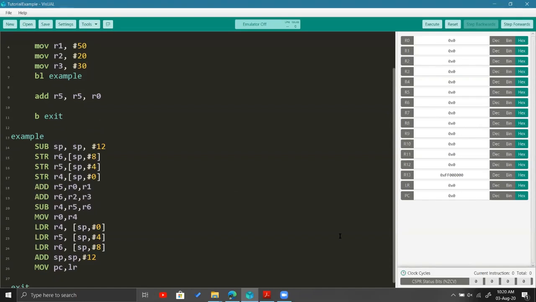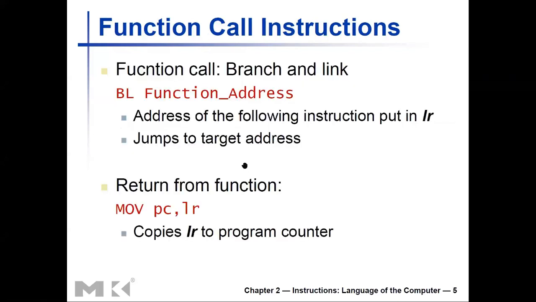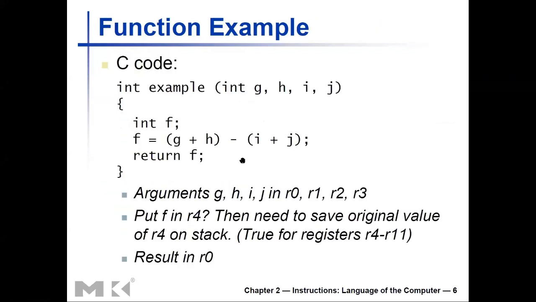I was trying to describe the reason why they have been labeled as preserved on call. Right here we have R4 to R11 are preserved on call, so they have to be preserved. Now focus on this example first, and if what I was discussing was not clear, you can see how it works with this example.